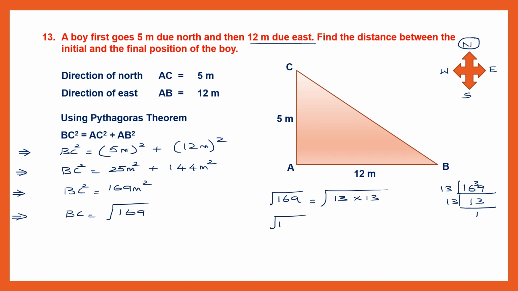So the square root of 169 is equal to, now pair this up and remove the square root sign and take only one number from the pair, so that's 13. The square root of 169 is 13. So we have found the value of BC, the distance between the initial and the final position of the boy, to be 13 meters. So this is our answer, 13 meters.